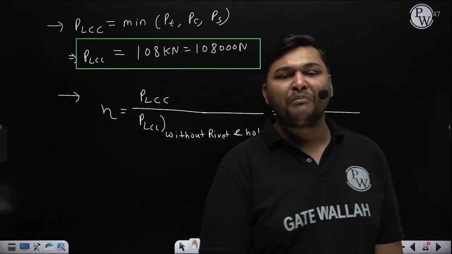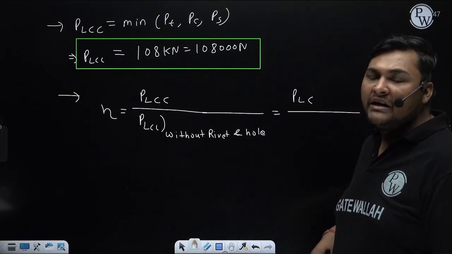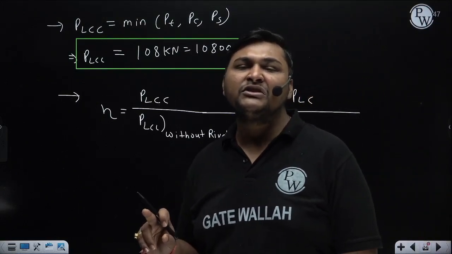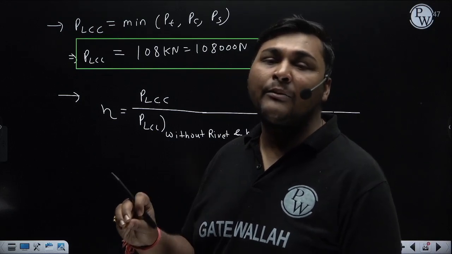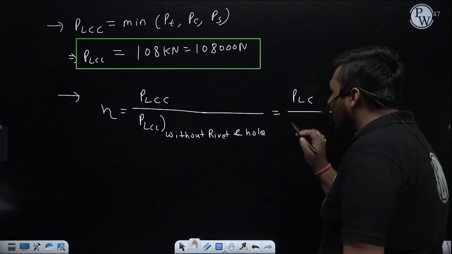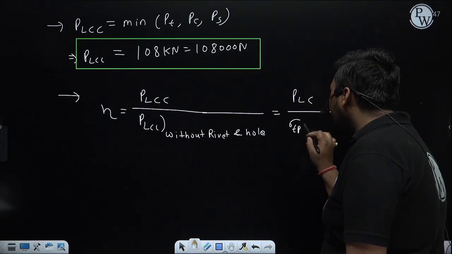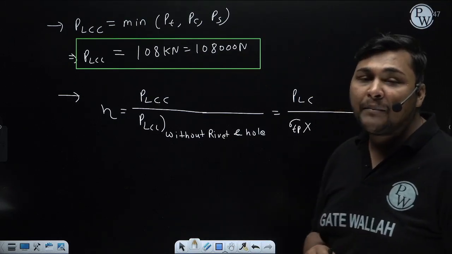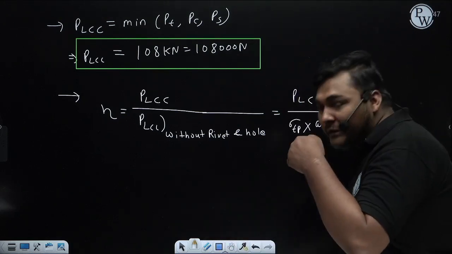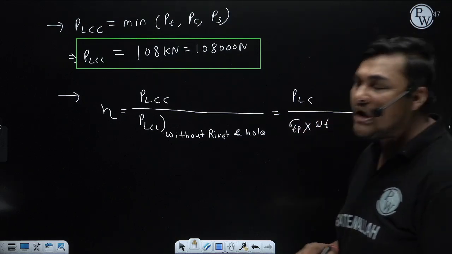And when the plate is subjected to tensile load P and no rivet and hole are present in the plate, in that case only tensile stress will come in the plate. Now if tensile stress is coming, which type of failure can occur in the plate? Tearing failure. Now to avoid tearing failure, whenever we are calculating load carrying capacity, we will equate sigma T to sigma TP. And if no rivet and hole are present, then the effective area of the plate will be width into thickness, that is WT. You can directly remember this expression also. That is the expression to calculate load carrying capacity without rivet and hole.